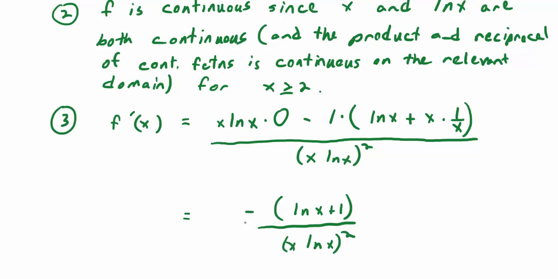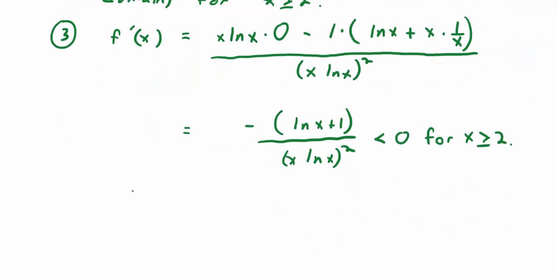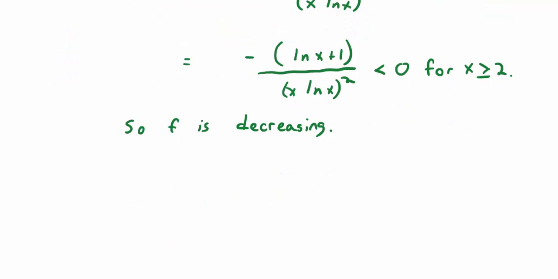Always positive. So you're taking the opposite of a positive number, right? So it's less than 0 for x greater than or equal to 2, which is all we're interested in. That's definitely true. Which means what about f? So f is decreasing. That's not so bad. I've seen worse. So we've got it. Positive, continuous, decreasing, which means what?